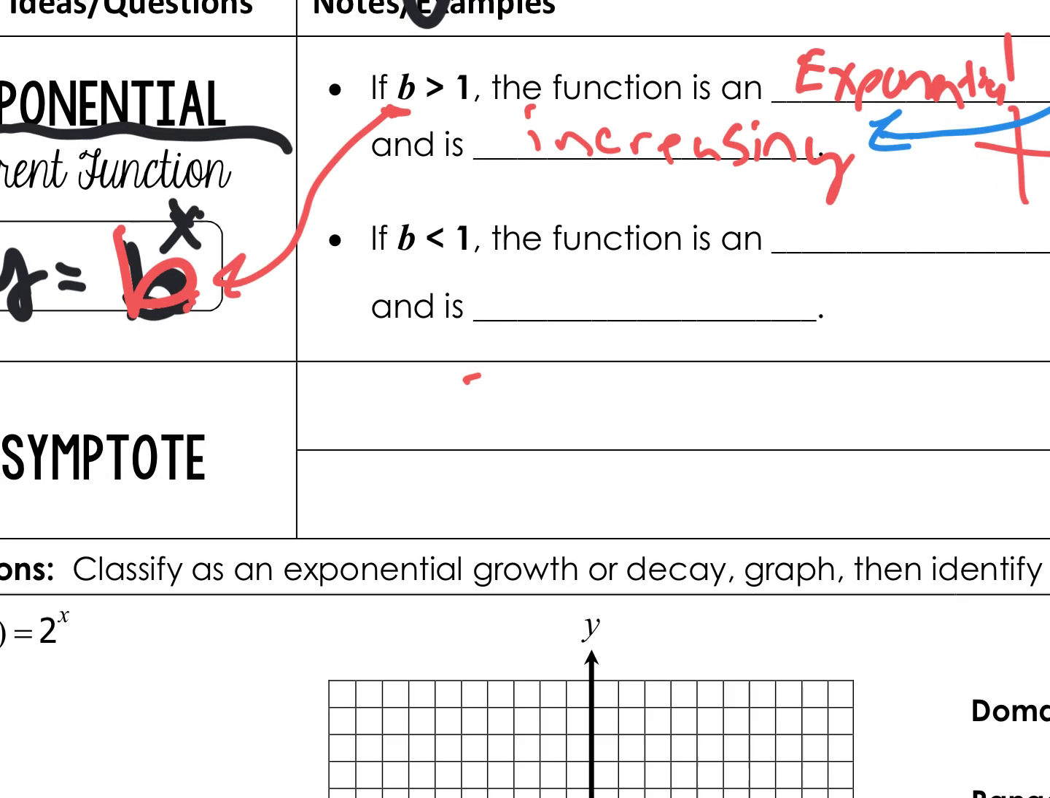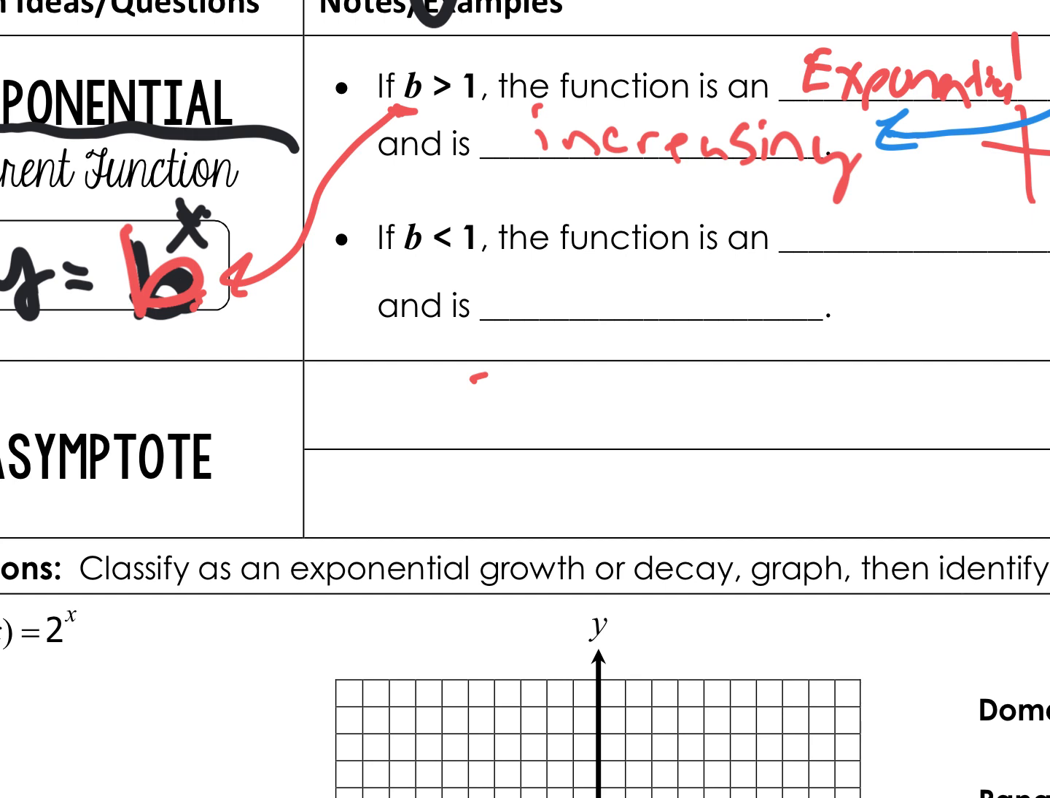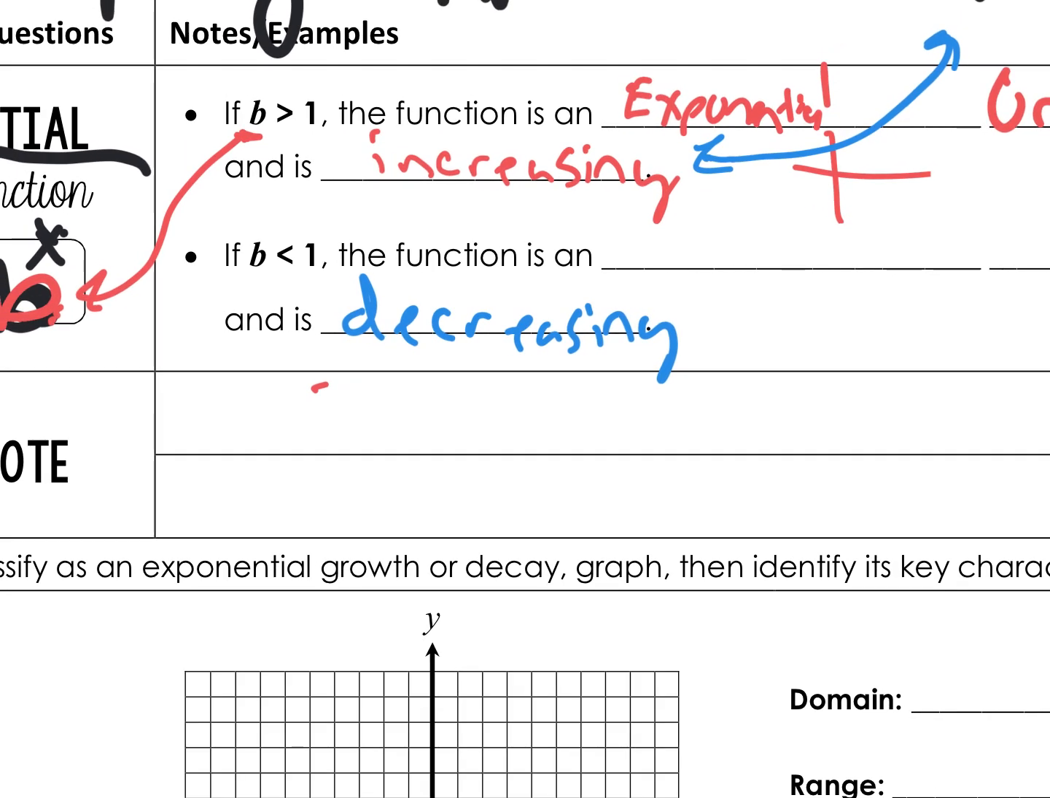What if B is less than 1? Decreasing. It is decreasing. You're right. I'll put that here. Decrease? Yes, but we use a different word. Still starts with a D, though. I don't think you'll guess it. When you see it, you'll go, well, that makes sense. Exponential. Wait, don't say it. A D word that means the same thing as what you said?